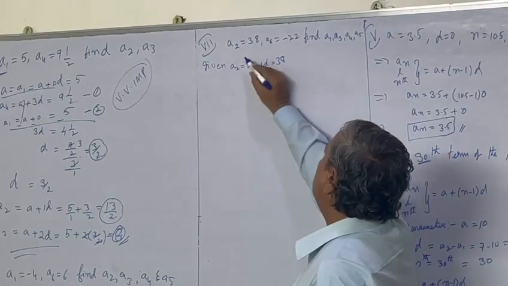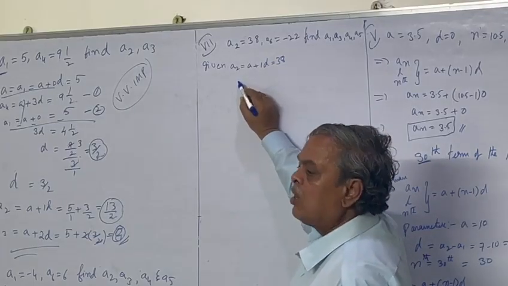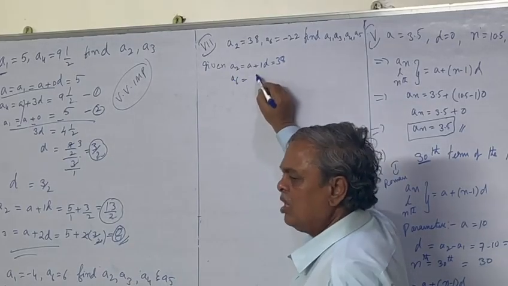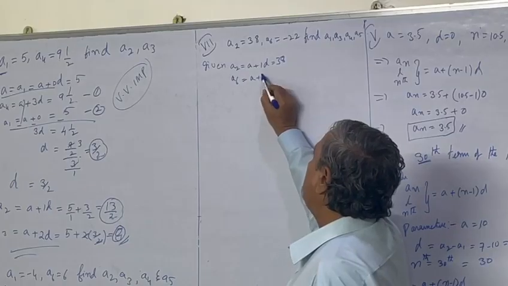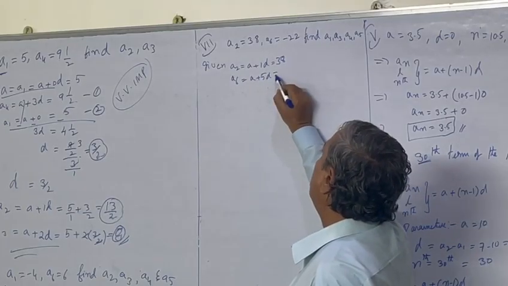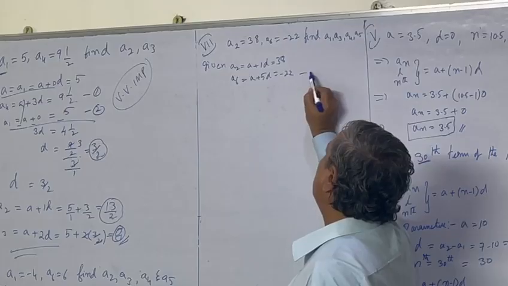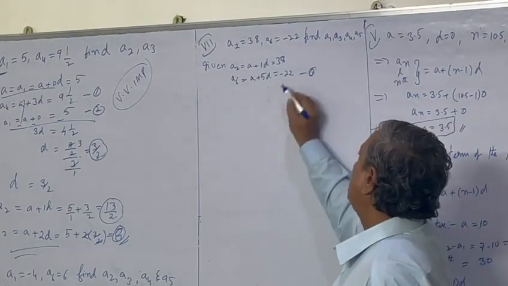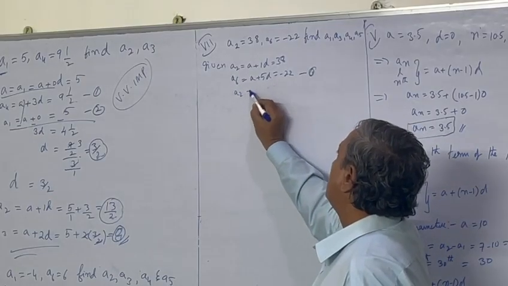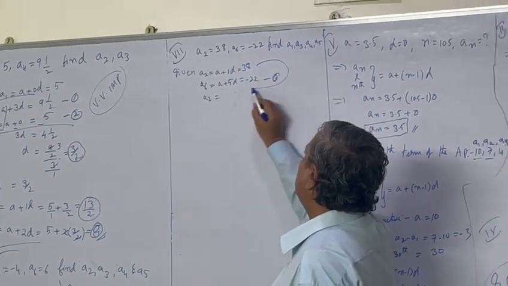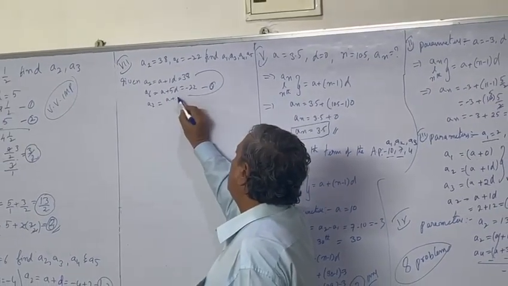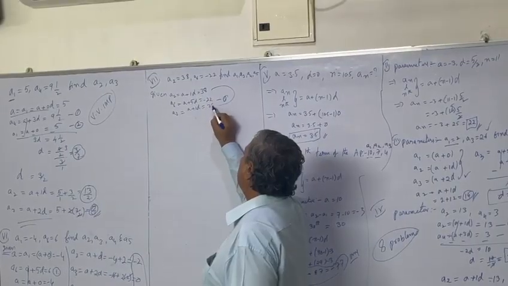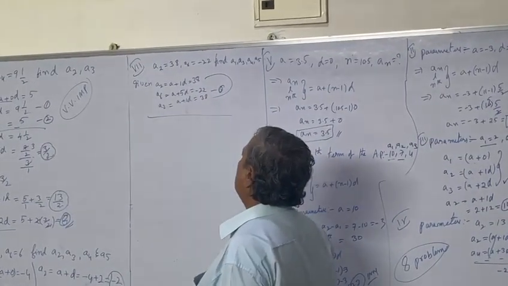Then this is A2. Then A6 is equal to A plus 5D, equal to how much? Minus 22. Assume that this is equation 1. Then this is A2, equal to A plus 1D, equal to how much? 38. If you subtract, what happens?